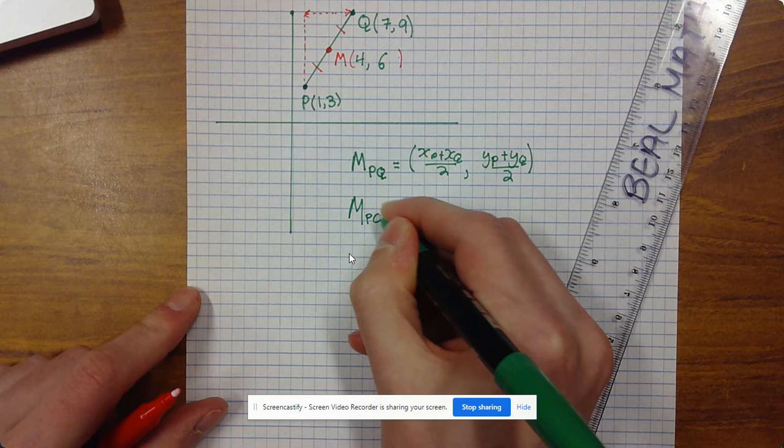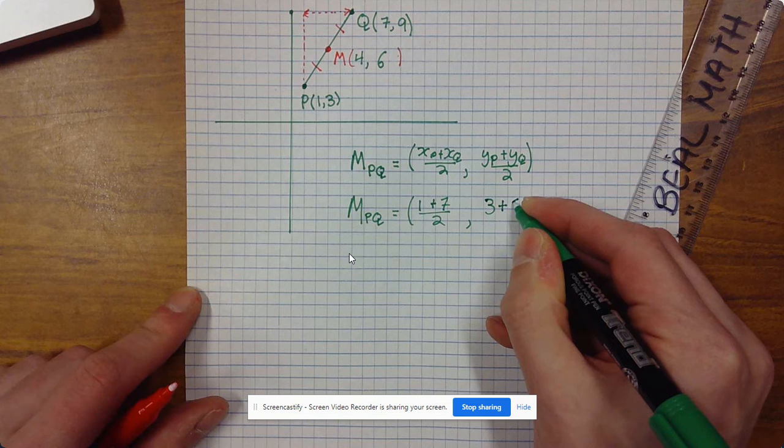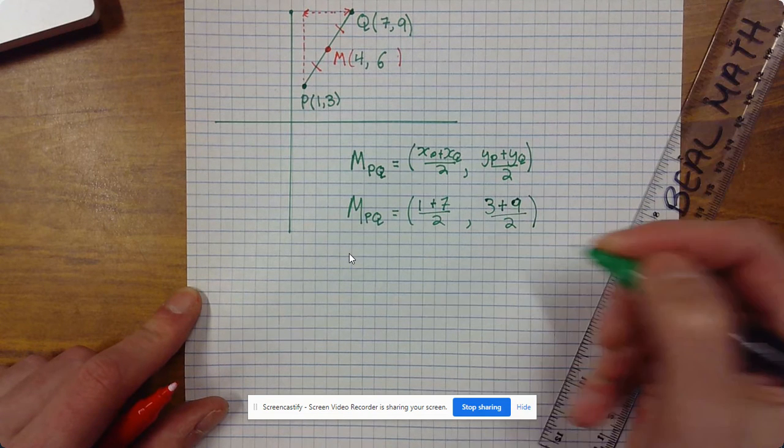So the first y coordinate for point P is 3. The second y coordinate for point Q is 9. And I'm going to add those up and divide by 2.